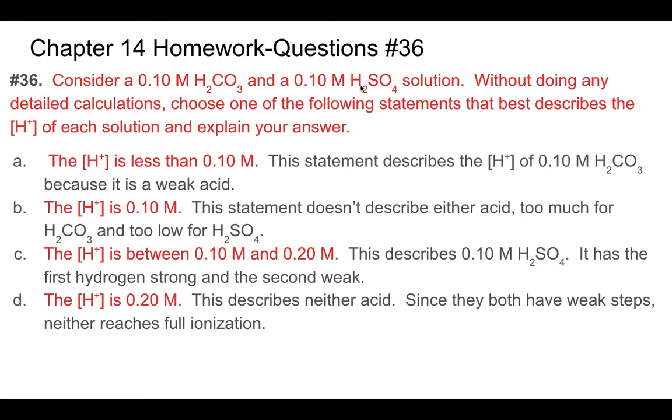I expect the sulfuric to be greater than 0.1, because not only is the first H going to be fully ionized, you'll get some H plus also from the second H. H plus between 0.1 and 0.2, yeah, that's sulfuric acid. If the first H comes off completely, that's 0.1 molar. But we have the second H coming off somewhat, a little less than fully. And so you're not going to be 0.2, but you are going to be more than 0.1.